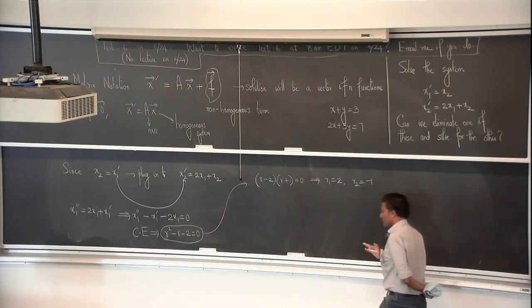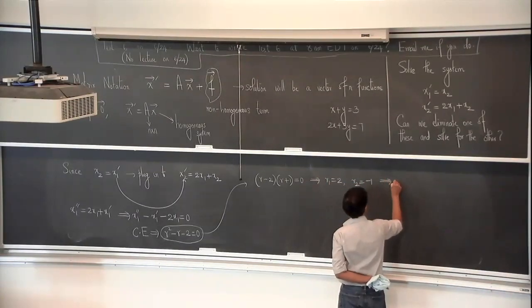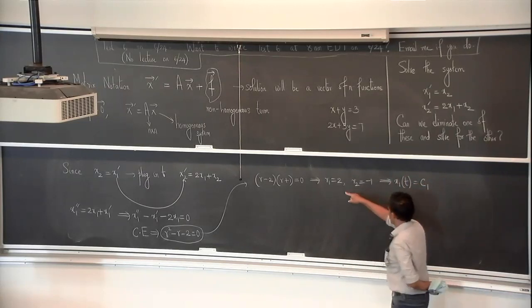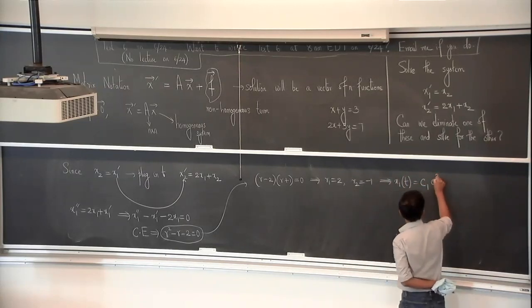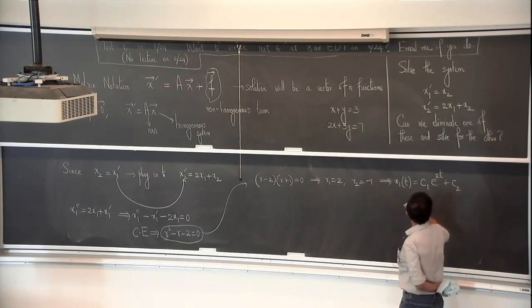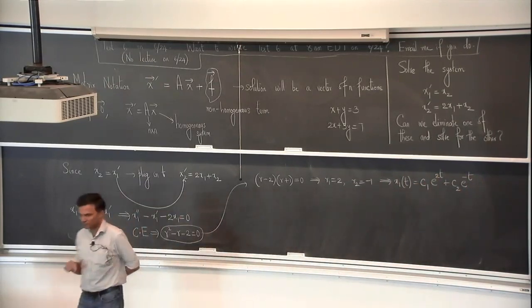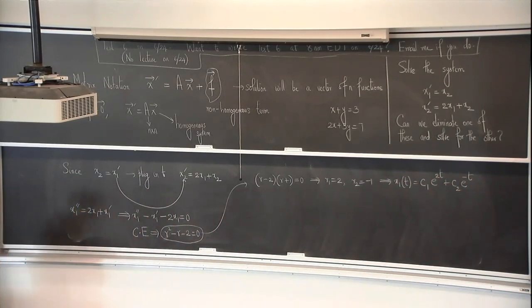So you get x1 of t equal to c1 e to the power of r1t, which is c1 e to the power of 2t plus c2 e to the power of negative t. If you ask me, how did I get that one? I'll say, go back and look at chapter 2. Okay, that is case number 1.